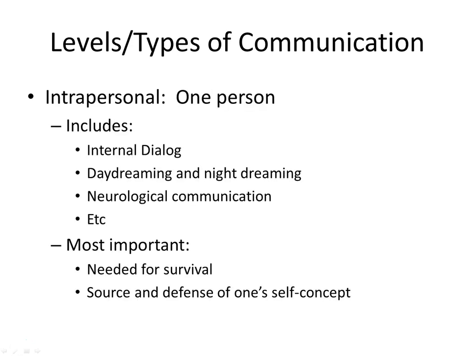The first type is something called intrapersonal communication. Intrapersonal communication is the interaction involving only one person. So in other words, it's you communicating with you. This includes things like internal dialogue, where we talk to ourselves, daydreaming and night dreaming, and something called neurological communication, which is the interaction between your brain and itself and the rest of your body.